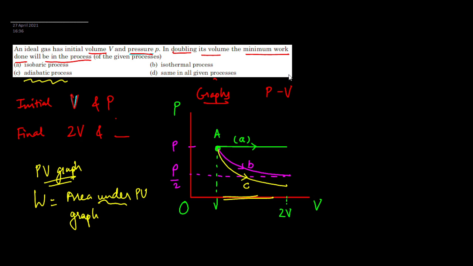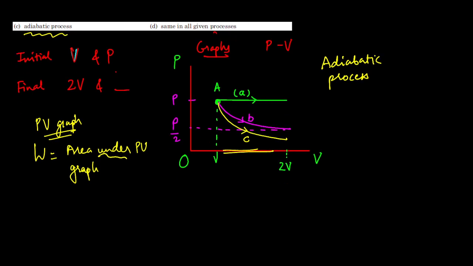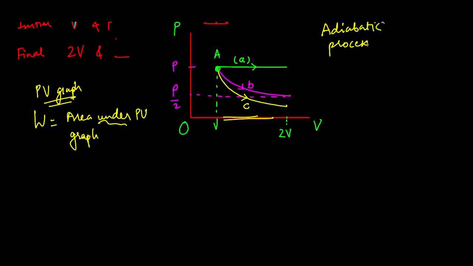In A, highest. Very good. And lowest in which one? In which one is the area minimum? C. Very good. So our answer is the adiabatic process. Clear? Our answer is adiabatic process. Okay? Right. Let's solve more questions.